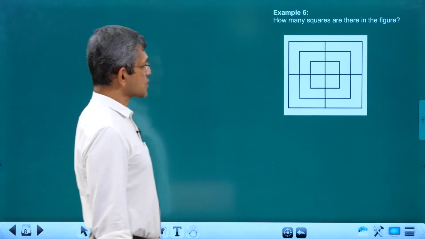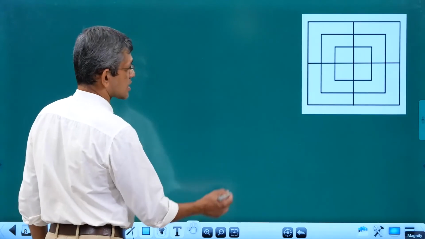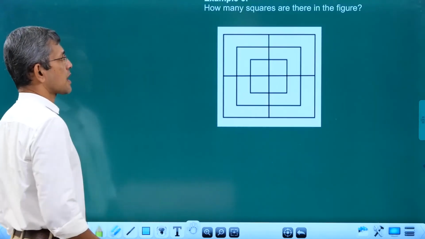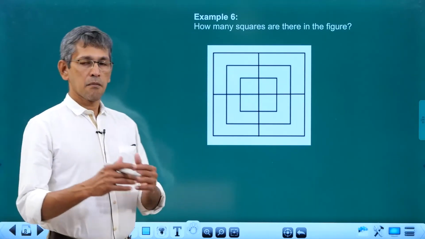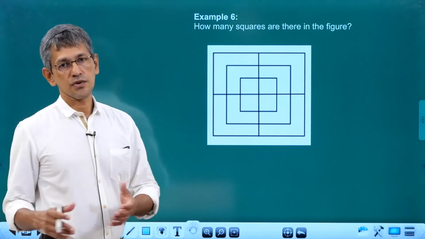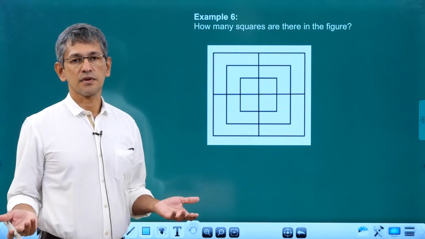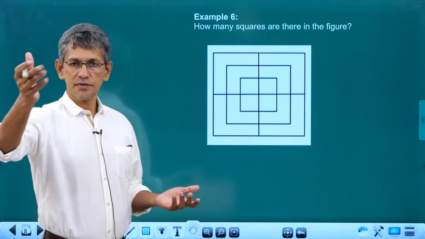Here, how many squares are there in this picture? Take a look at that. It's not a regular case. If it's a regular case, we can apply the formula n square plus n minus 1 square plus n minus 2 square, etc. If it is a 7 by 7 matrix, you can go for 7 square plus 6 square, etc. We have tried that earlier.